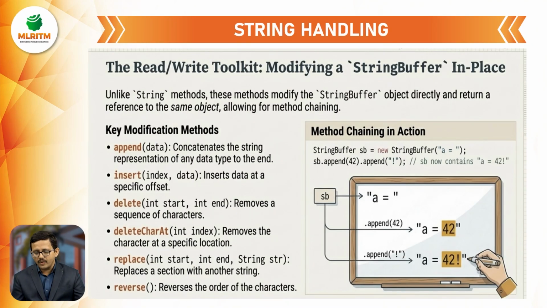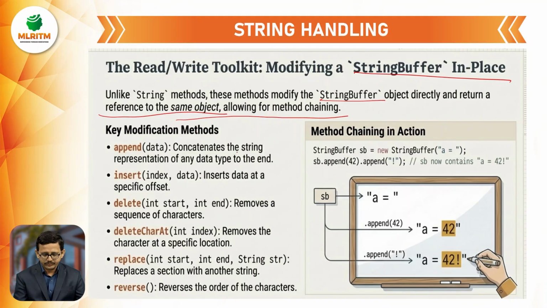Now, to read and write, modifying a string buffer in place, how are we going to modify? Let us see here. Unlike string methods, these methods modify the string buffer object directly and return a reference to the same object, allowing for method chaining. Here no new object is created. It is going to give you a reference to the same object. See here, the key modification methods we have. First one is append. Append means concatenating the string representation of any data type to the end. We are adding any data type to it.